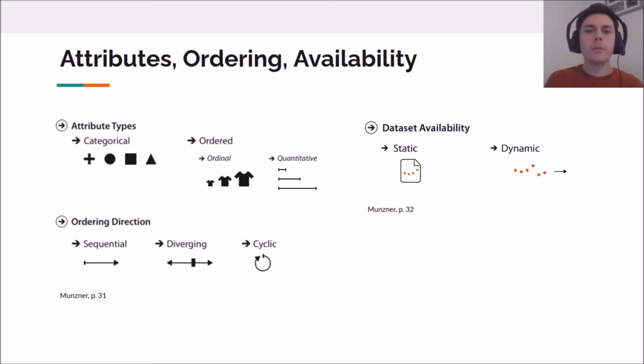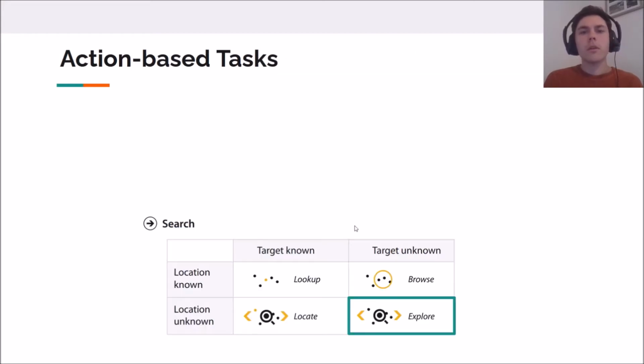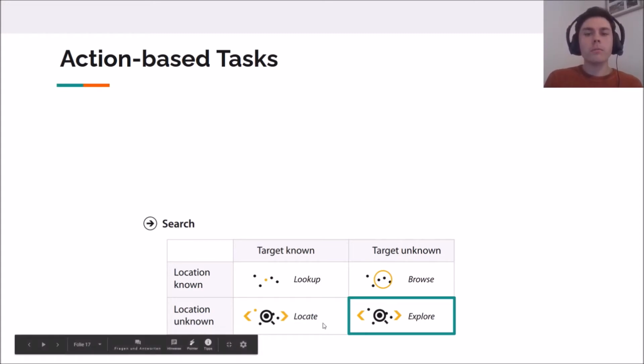Now that we've talked about what can be visualized, we can ask the question why we want to create a visualization. And also to answer this question, people have come up with abstracted categories, more or less, of different user tasks. So the tasks that people will perform when they work with your visualization. One example of an action-based task is search, which can be further subdivided into different tasks, like when you know what you're searching for or whether you don't know what you're searching for. Those tasks can be look up, browse, locate.